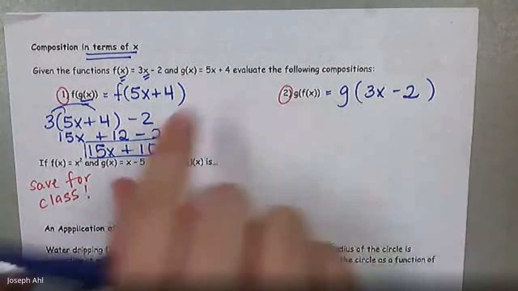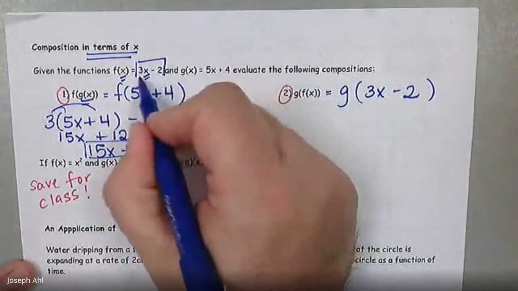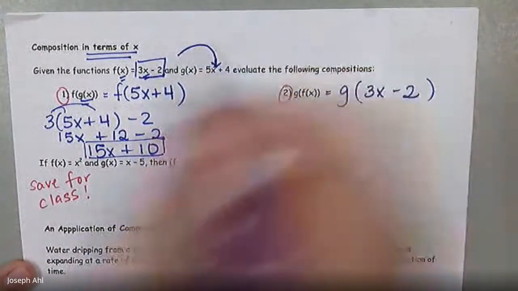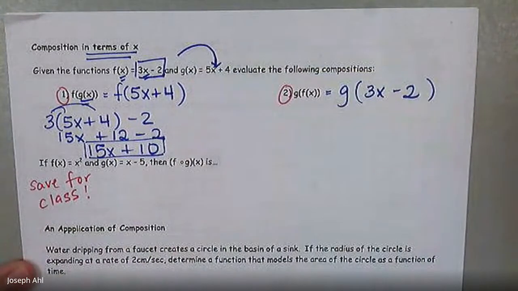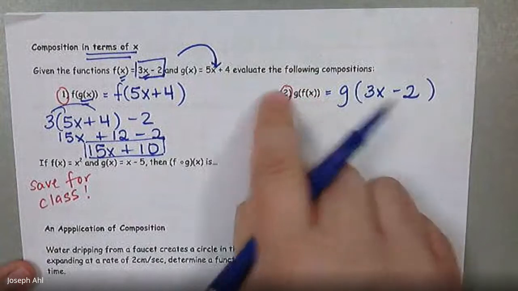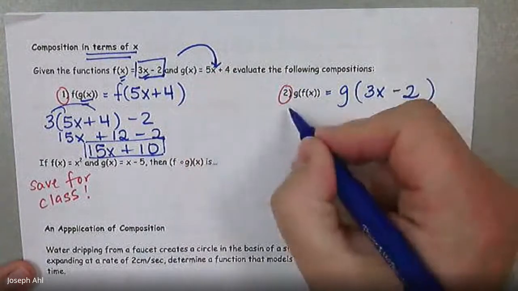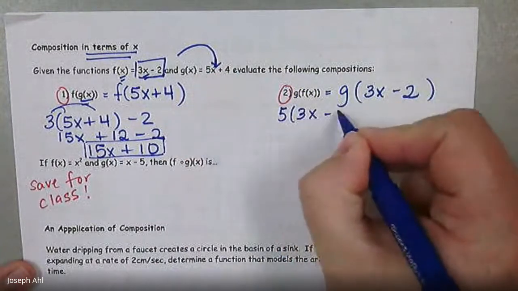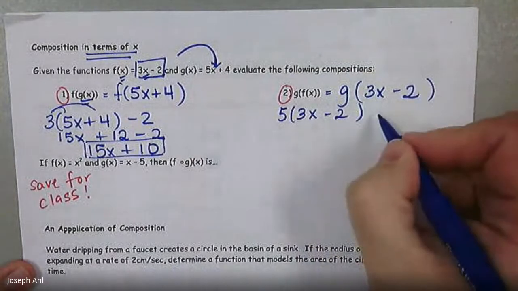So what we're going to now do is take this function, 3x minus 2, and we're going to plug it in for x in the f function. Okay, do the reverse here. So when I input f of x to the g function right there, it would be 5 times 3x minus 2 plus 4.